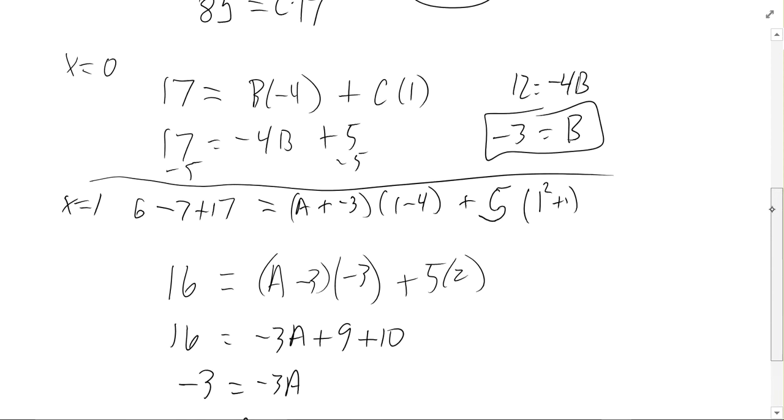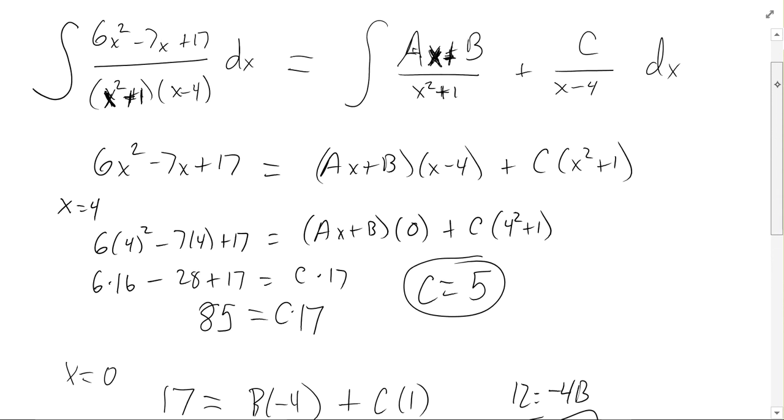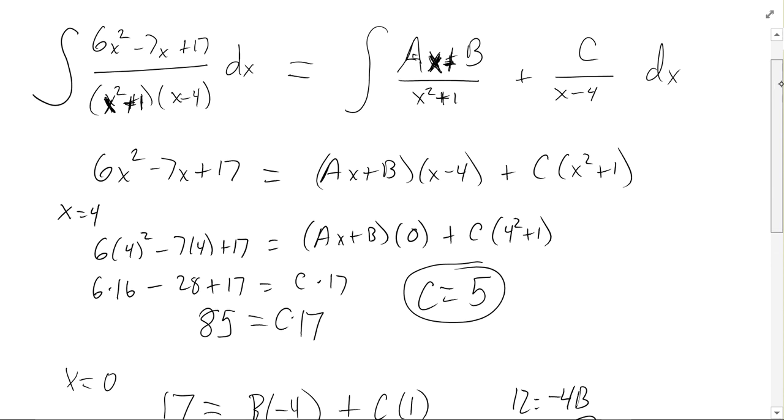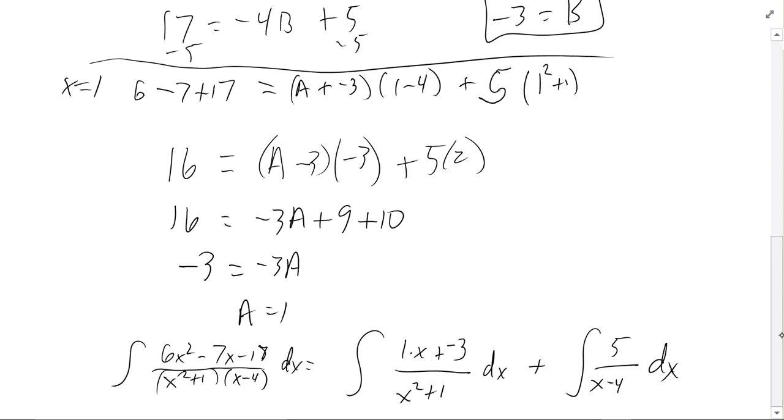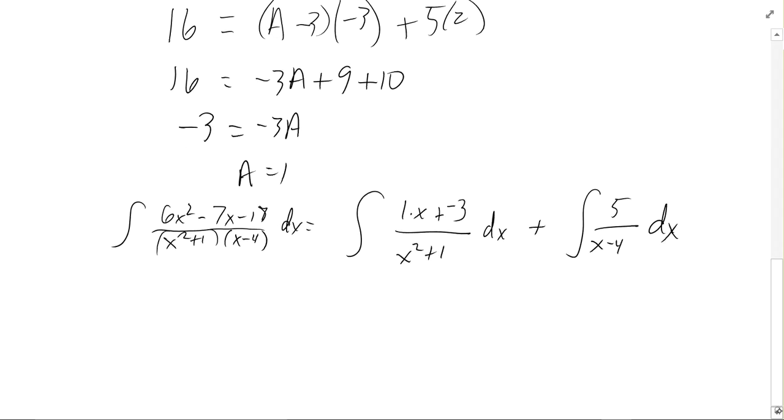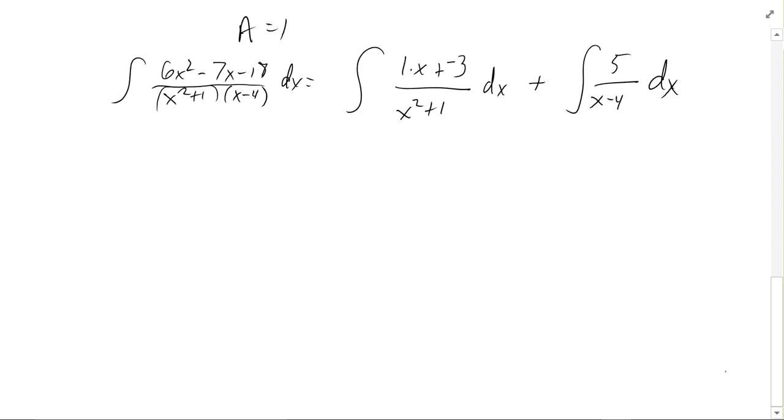Let me run up here real quick and double check, make sure I got those in the right spots. Yeah, it was ax plus b and then c over the x minus 4. Gotta make sure we're putting those in the right spots. Okay, so how easy are these to do in terms of antiderivatives?